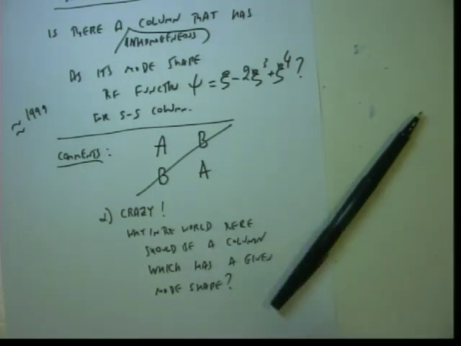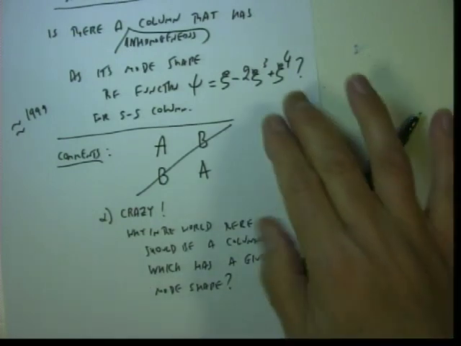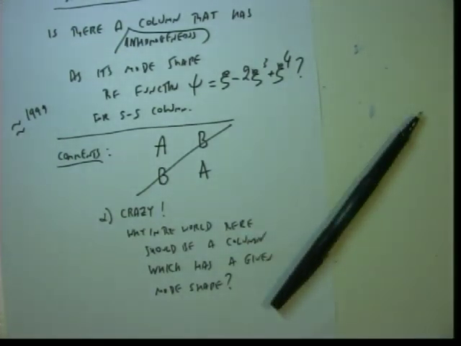Naturally, maybe there is such a column which has this mode shape or any other mode shape. Maybe there is such a column. How to find it, I don't know. So it did not make sense because we did not. No, we cannot say now that it did not make sense.